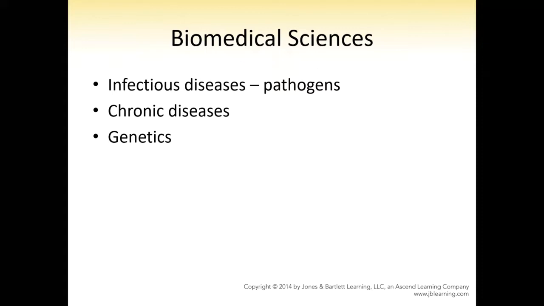Biomedical sciences look at infectious diseases, specifically the pathogens that cause those diseases. So think about the bacteria, the viruses. Those would be pathogens that cause infectious diseases. They also look at chronic diseases. Chronic diseases are usually longer lasting and are related to behavioral choices rather than pathogens. So for example, if I'm at higher risk for lung cancer, perhaps it's due to my behavior of smoking rather than being exposed to a virus. In addition, they also look at genetics.